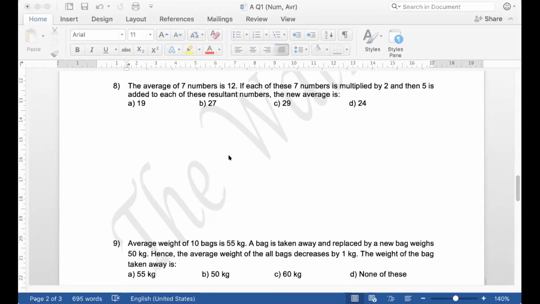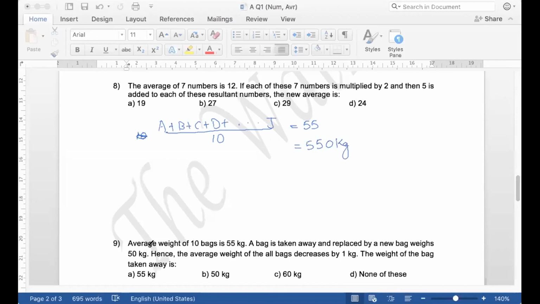Now let's take a look at that. Question number 9, the average weight of 10 bags. So 10 bags, average weight is 55 kilograms. We have no idea which are the bags, but we can call them A plus B plus C, and so on up to J, 10 bags. That divided by 10 is going to be 55. Now, what's the total weight of the 10 bags? Total weight is going to be 550 kilograms. That's the total weight.